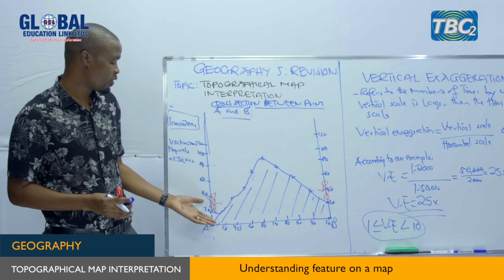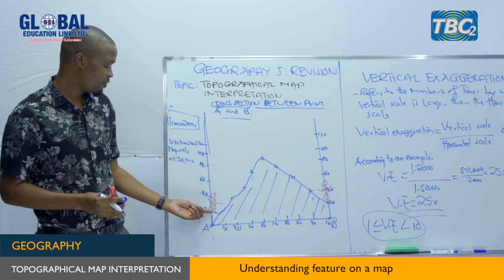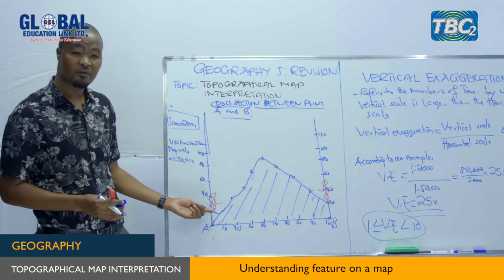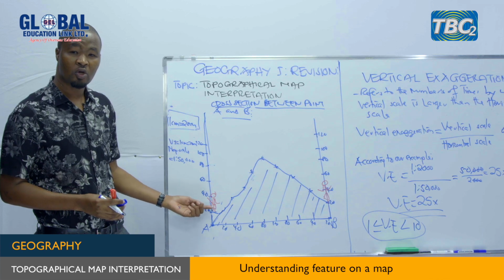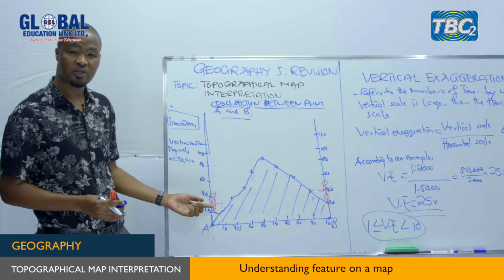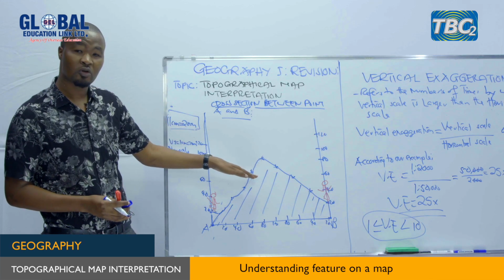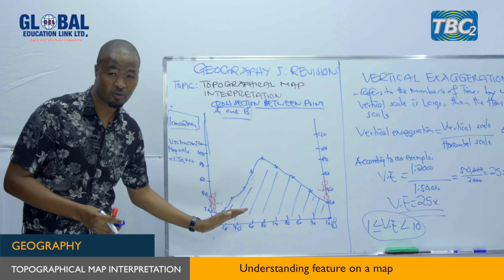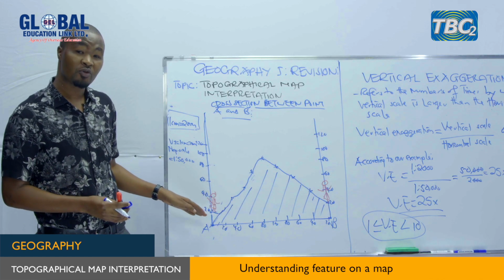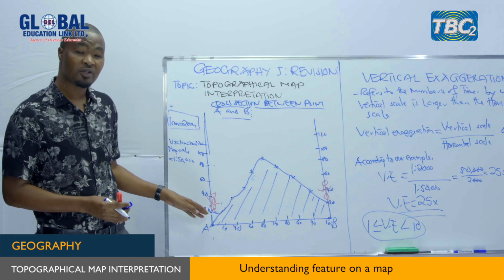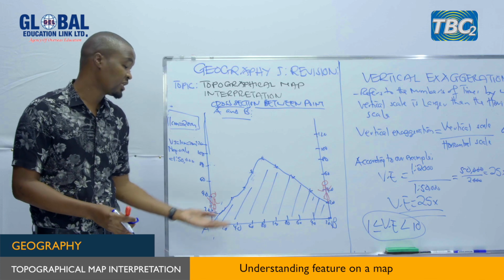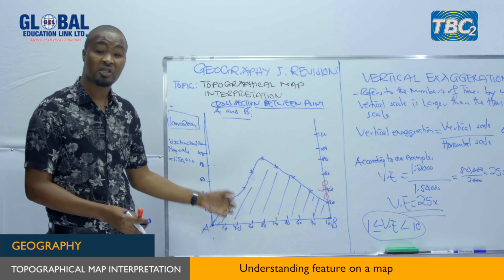So sometimes if you go wrong, or you assume your vertical scale too large, it means that you will draw the cross section too small. And if you assume your vertical scale too small, it means that you are going to draw your cross section too large.